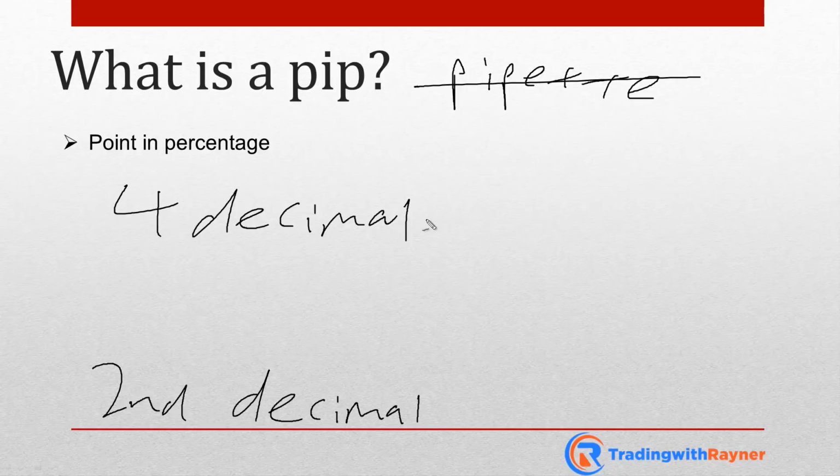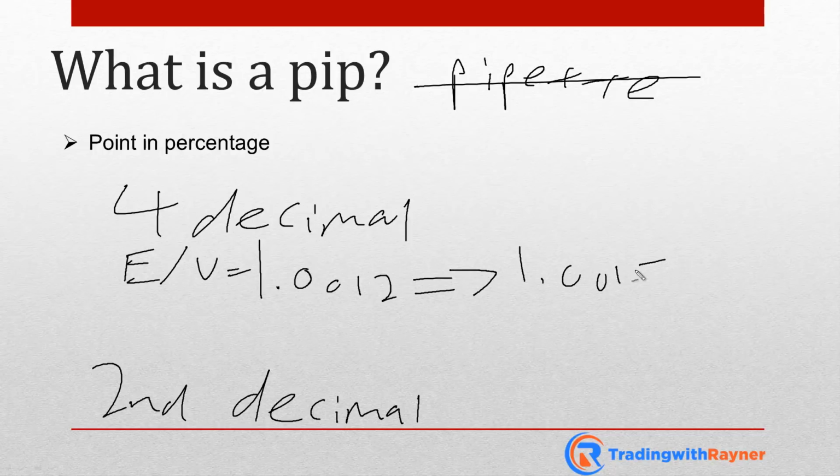So let's say we talk about euro dollar. Let's say euro dollar is trading at 1.0012, and let's say it moves up to 1.0015. How many pips did the market move for euro dollar? You just take 15 minus 12 and you realize that it moved up by 3 pips. Just 3 pips.